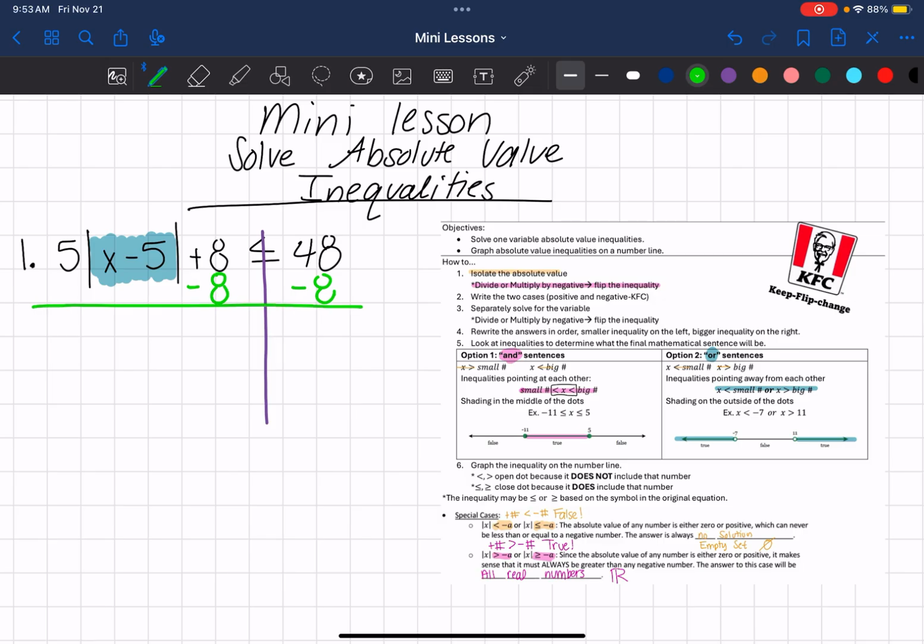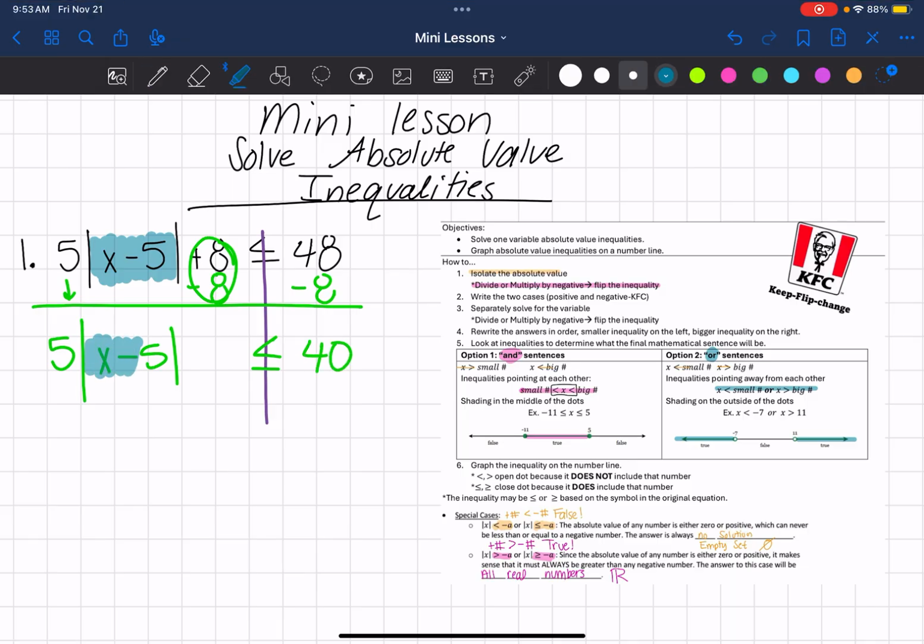Keeping things nice and organized, I'm going to drop down my 5, the absolute value of x minus 5. 8 minus 8 will give me a 0, so that's gone. Again, that's the purpose of the inverse operations. Dropping down my inequality symbol, and then 48 minus 8 will give me 40.